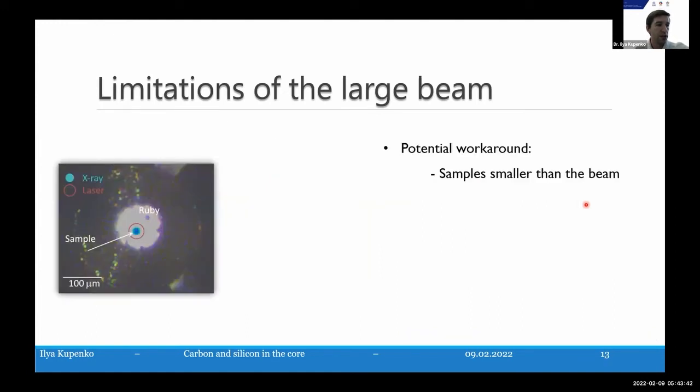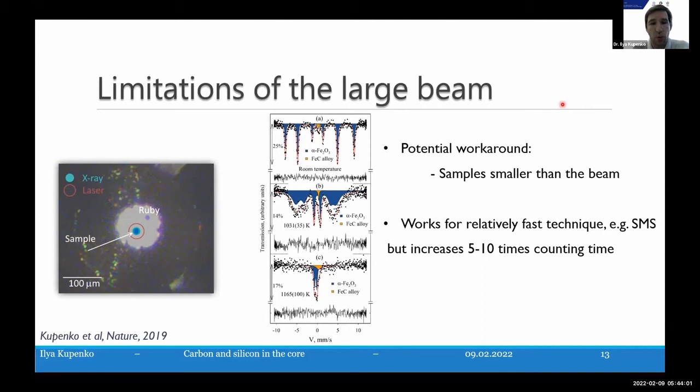And there is a workaround for this large beam, which we utilized before. We could use samples that are smaller than the beam and smaller than the laser spot, and then we don't have these temperature gradients. And that works relatively well for fast techniques like synchrotron Mössbauer spectroscopy. So it increased the counting time by 5-10 times, but if you need to collect the spectrum not within 10 minutes, but within 1-2 hours, that's still fine.